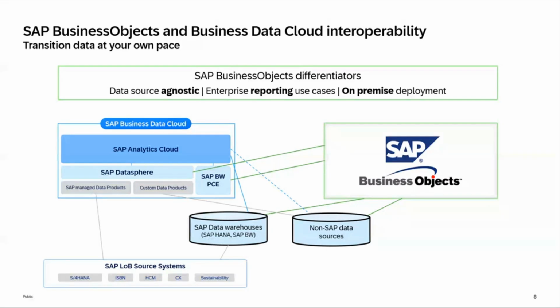So this is the first differentiator between Business Objects and SAC: this data source agnostic. The second one is really about enterprise reporting use cases. And here we have 2 families.